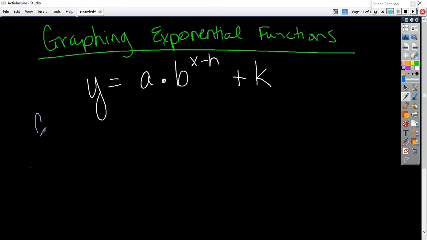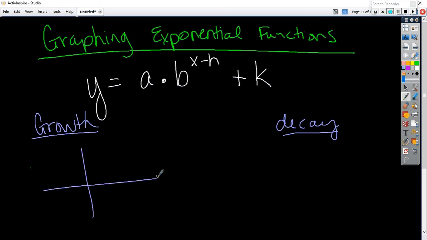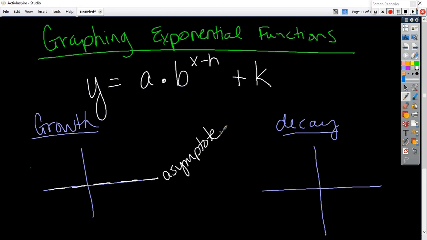All right. We have what we call growth. And then we have what we call decay. And so these graphs are a little bit funky as compared to what you're used to. They have a horizontal asymptote. Okay, so this is what we call an asymptote. It's a big fancy word for a pretty easy concept. An asymptote is an invisible line that bounds the graph, meaning the graph can't go past that. You think about it like it gets really, really, really close, but it can never touch it.